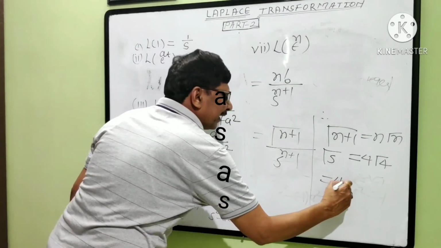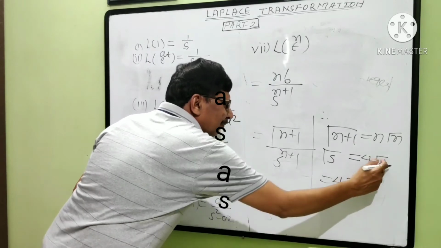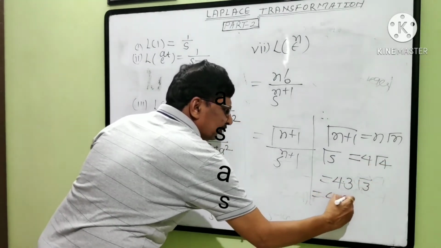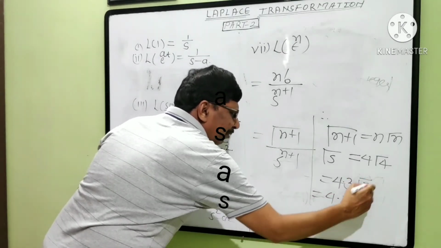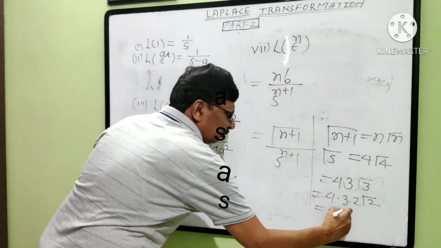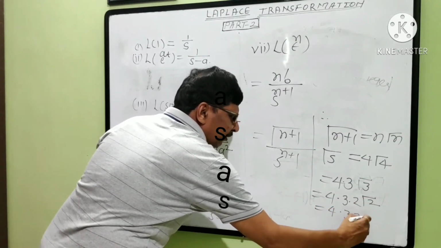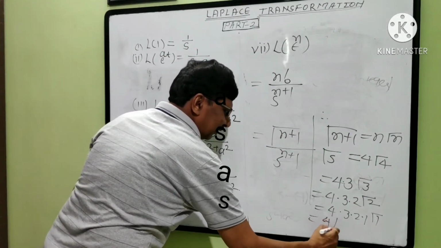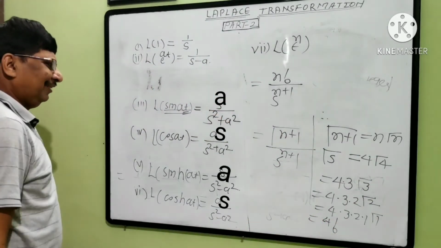4 means what? Gamma of 3. N plus 1 is 4, so 3 into gamma of 3. Then again 4 into 3 into gamma of 3 is what? Gamma of 3 is 2 into gamma of 2. Then again 4 into 3 into 2 into gamma of 2 means 1 into gamma of 1. And gamma of 1 is 1. Therefore it is 4 factorial: 4, 3, 2, 1. Meaning is same.